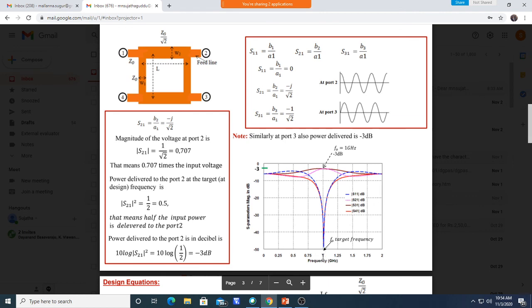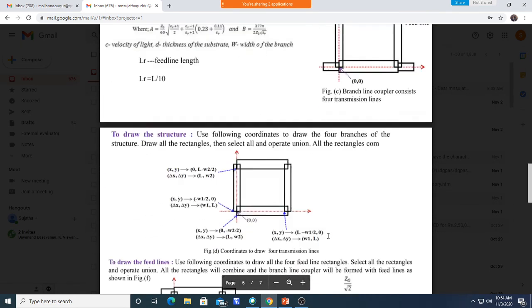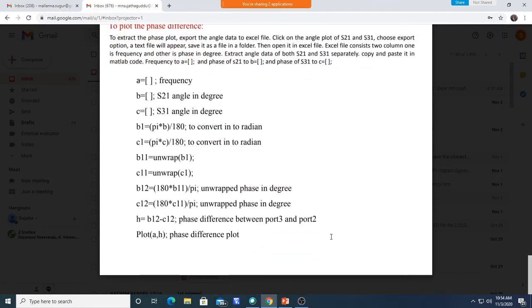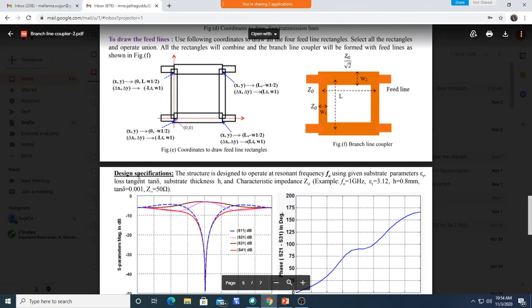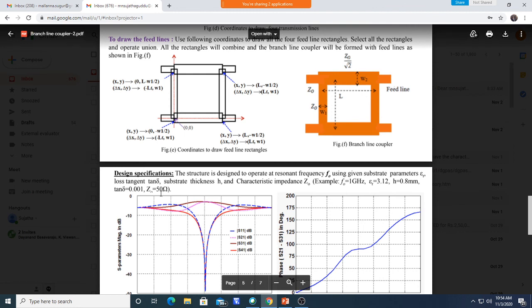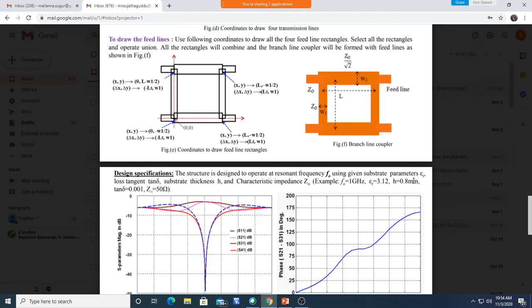You should design it for 1 gigahertz. I have given the specification here. In this design specification I have given an example: design a branch line coupler for f naught equal to 1 gigahertz, epsilon r 3.12, h is 0.8, tan delta is this, and Z naught equal to this. So this specification you should use to design the branch line coupler.